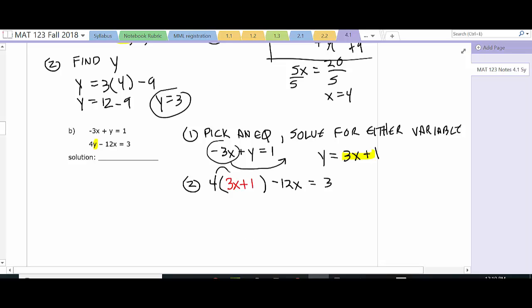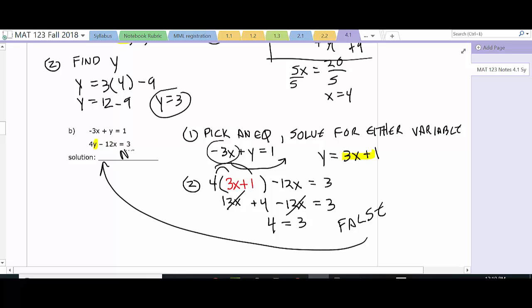All right, let's finish it up. So now we have 12x plus 4 minus 12x equals 3. Okay, that's a good point. You got 4 equals 3. What happened? The variables canceled out. What do you know about the statement 4 equals 3? True or false? False. You actually like it when this happens, because if you get a false statement, that means the answer is no solution.